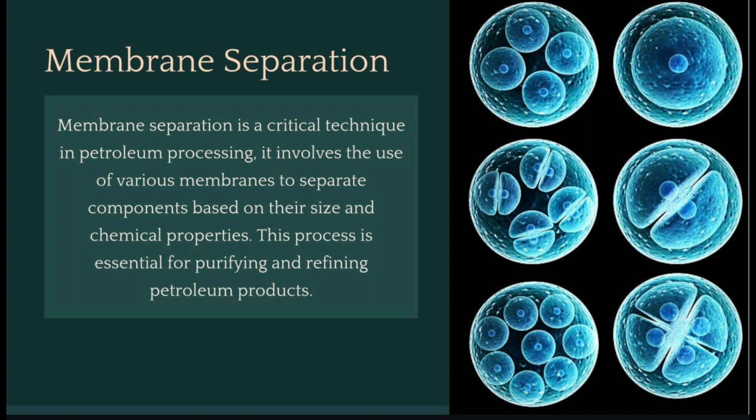So, membrane separation is a process used in various industries to separate components of a mixture by utilizing semi-permeable membranes. These membranes allow certain molecules or ions to pass through while blocking others based on their size, shape, charges, or other properties. So now, let us look at the membrane separation basic illustration.